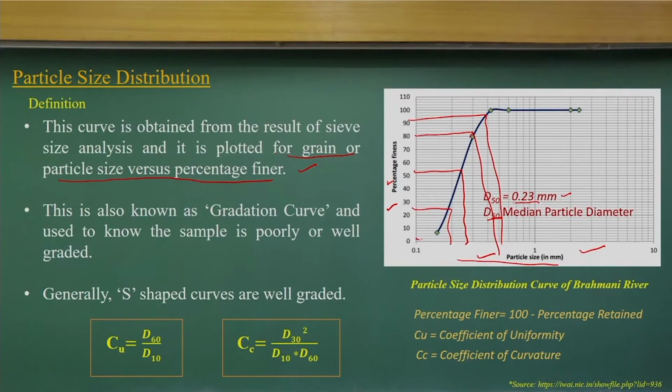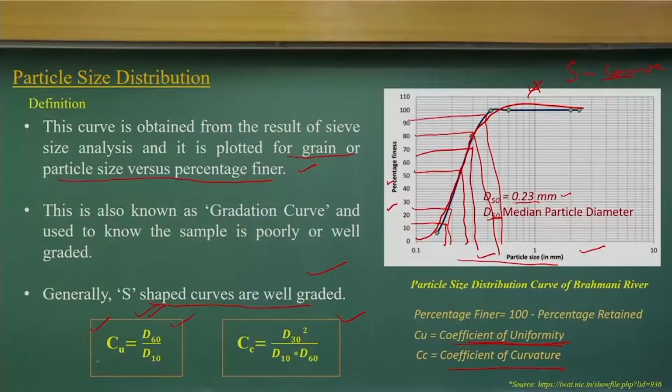Most of the time, this particle size distribution curve is an S curve. The shape of this curve is close to an S curve. To define whether it is well graded, well composed of different sizes, we quantify it with two basic terms: coefficient of uniformity and coefficient of curvature. D60 by D10 is equal to the coefficient of uniformity. That means from the particle size distribution curve, you can find the 60% finer value and the 10% finer value. That ratio shows us the coefficient of uniformity.